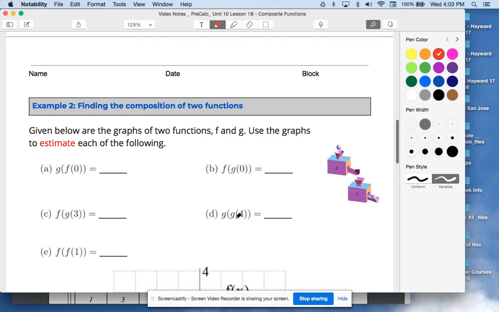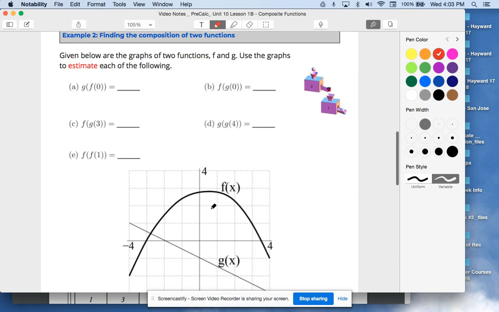Now something a little more straightforward. We are finding the composition of two functions using two graphs. So given below are the graphs of two functions, f and g. Use the graphs to estimate each of the following, okay? So we're just going to estimate the values here. And we can clearly see f of x is a parabola, or maybe a part of a polynomial, and then g of x is a linear function, okay?